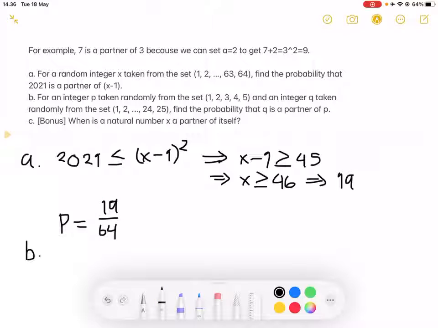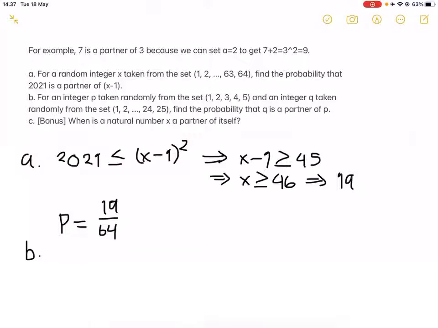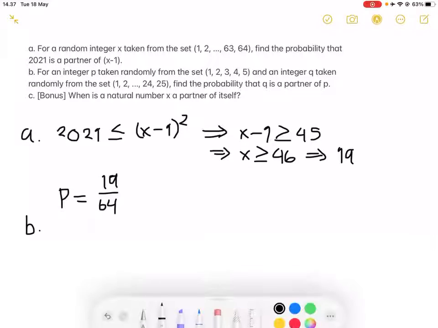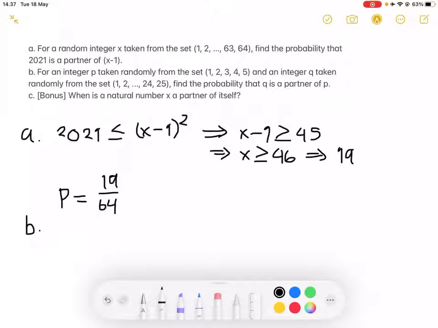For part B, for an integer p taken randomly from the set 1, 2, 3, 4, 5, and an integer q taken randomly from the set 1 all the way up to 25, find the probability that q is a partner of p. Well, the way I would solve this problem is to divide into cases. So we can assign p to be a certain number in this set 1 to 5. So let's just work these cases out.